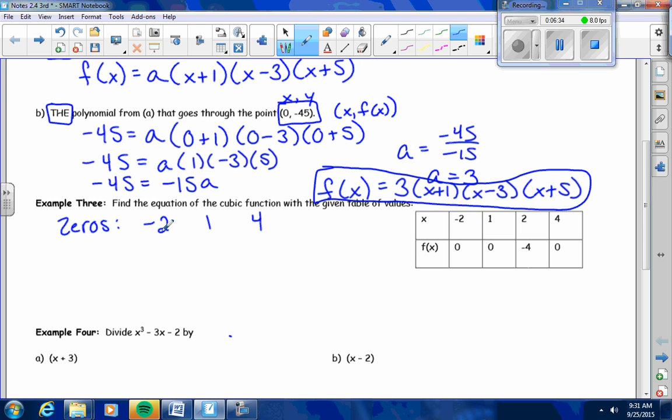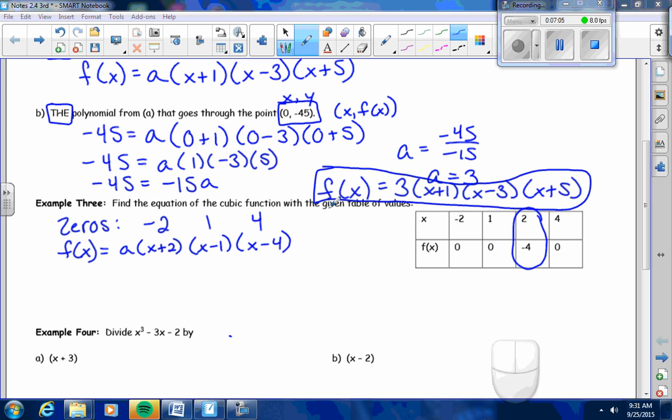So what's the factor that gives me negative 2? X plus 2. What's the factor that gives me 1? So x minus 1, good. And what's the factor that gives me 4? X minus 4. Well, I have some leading coefficient out front that's a, and that has to equal f of x. Now in that table of values, what else was I given? The point 2, negative 4. So it has to go through the point 2, negative 4.